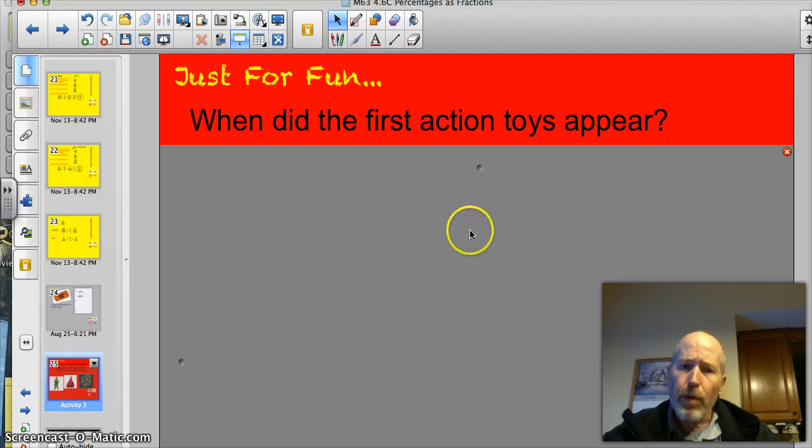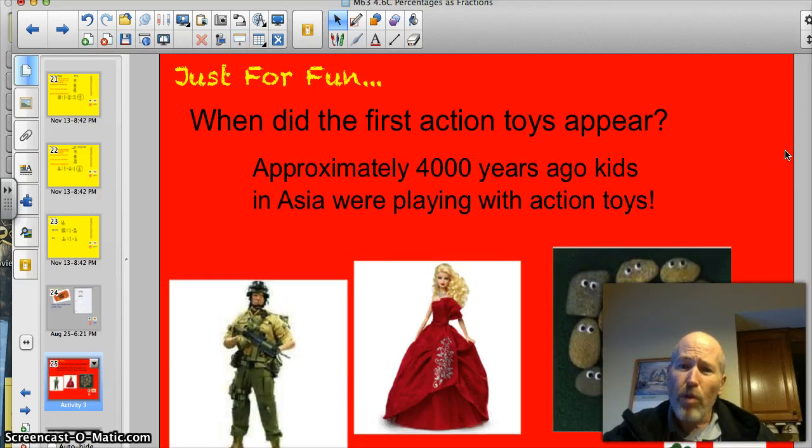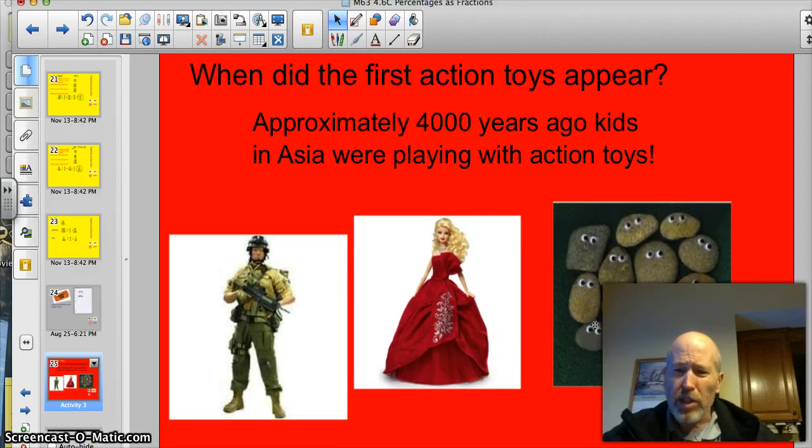Here's the answer to the trivia question. When did first action toys appear? I was kind of surprised. 4,000 years ago, kids in Asia were playing with action toys. Like G.I. Joe and Barbie? No. Actually, I was trying to look for a stick man, and the best I could find is something like this. Some rocks with eyes. No, I imagine that there were some sort of action figures that they made, probably carved out of wood or sticks or something like that. Interesting though, isn't it?